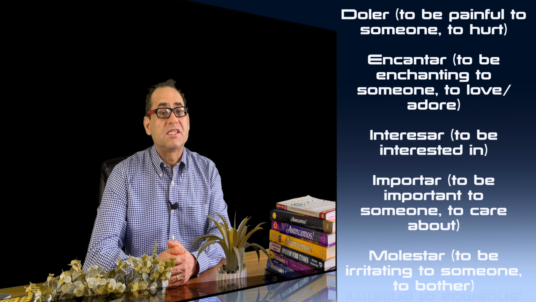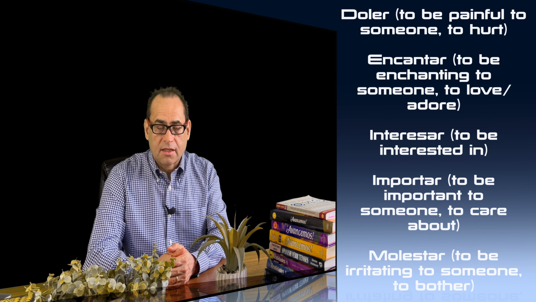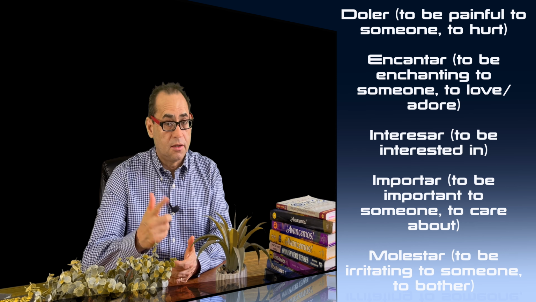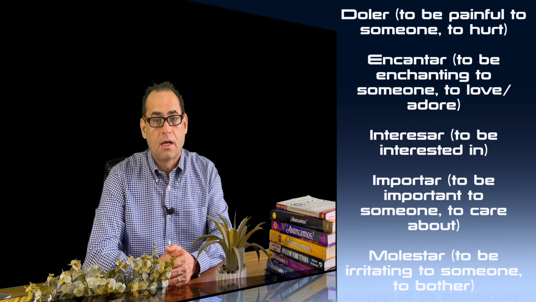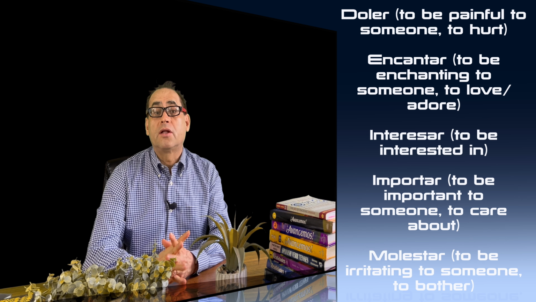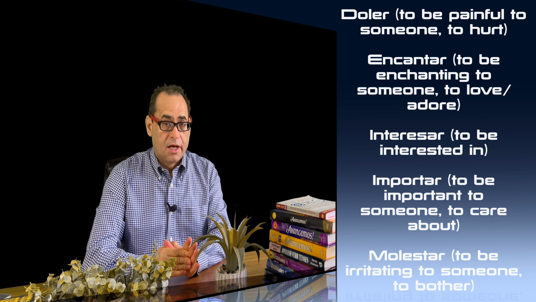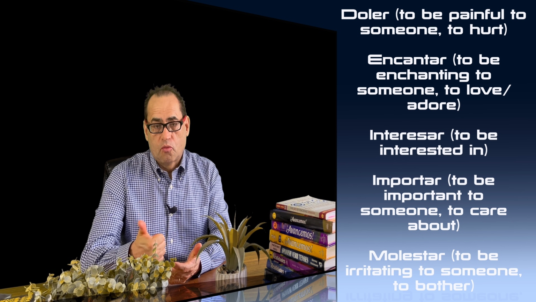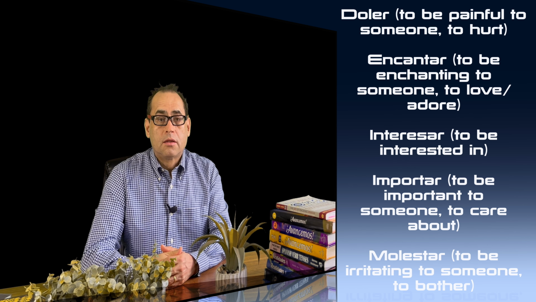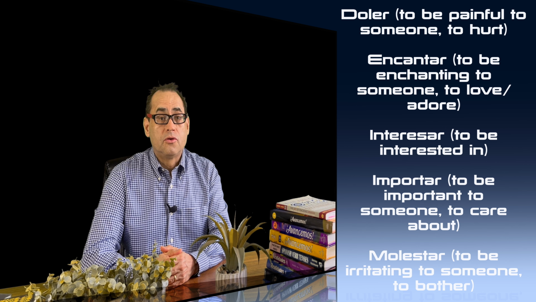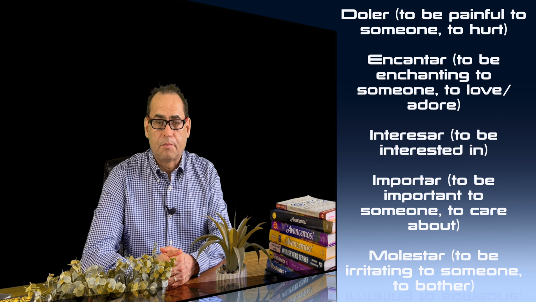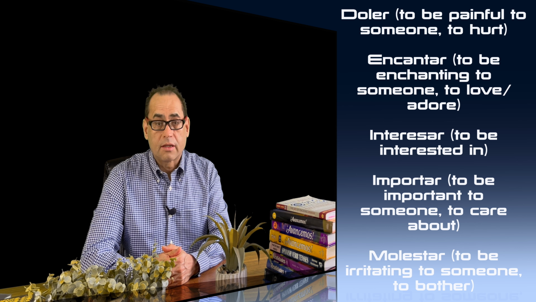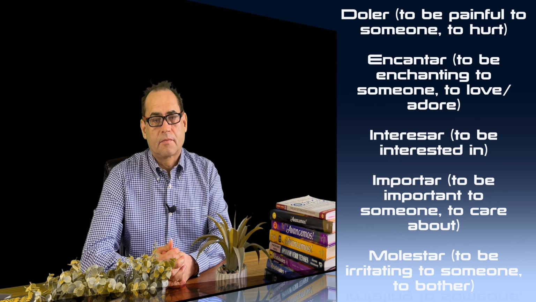Interesar, to be interested in. Me interesa tener buenas notas en todas las clases. I'm interested in getting good grades in all my classes. Good grades is the subject of the verb. Me is the indirect object. Gustar, to be pleasant to someone, to like. ¿Te gusta viajar? Do you like to travel? Is traveling pleasant to you? Viajar is the subject of the verb. Te is the indirect object.